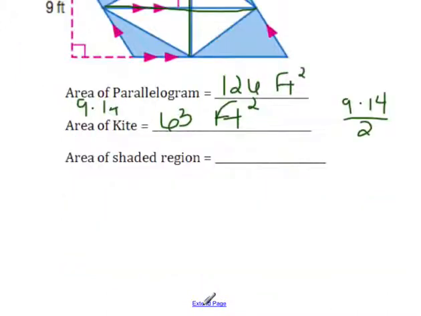So now to get the area of the shaded region, I'm going to take the area of the parallelogram and subtract the area of the kite. So 126 minus 63 is going to give me 63 feet squared.